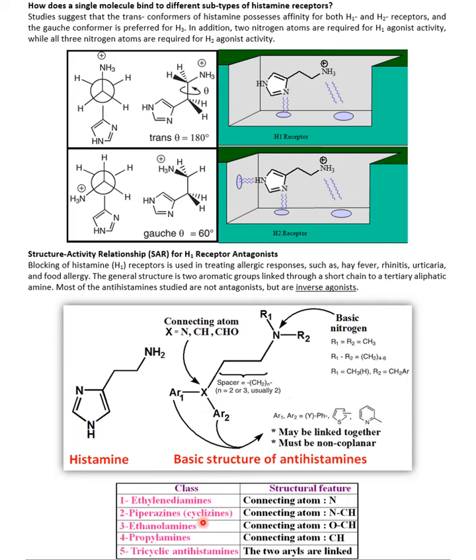aromatic groups. So if we have a nitrogen connecting the aromatic groups with the spacer, then we will have ethylene diamine. The name comes from the fact that we have ethyl group, and then you have 1 nitrogen here and then 1 nitrogen, so that's diamine, ethylene diamine. Now if you have an NCH group connecting the 2 aromatic with the spacer, then we end up having a group called piperazines or cyclazines.